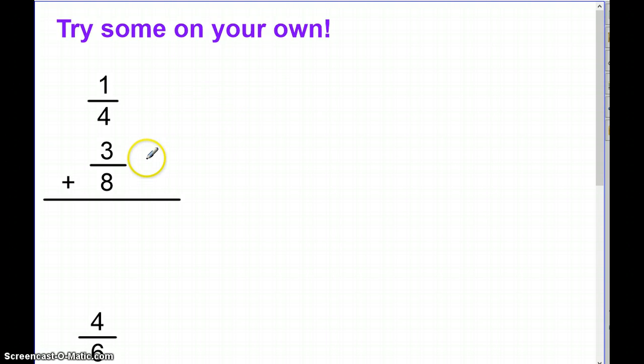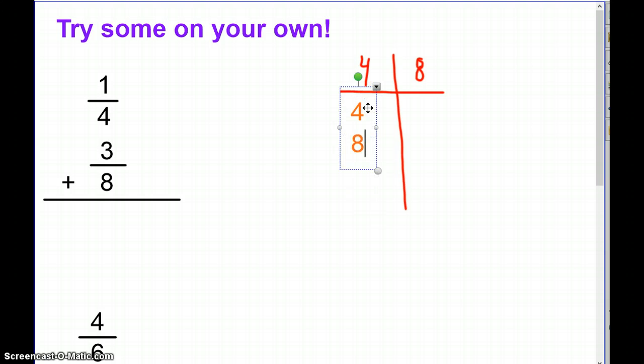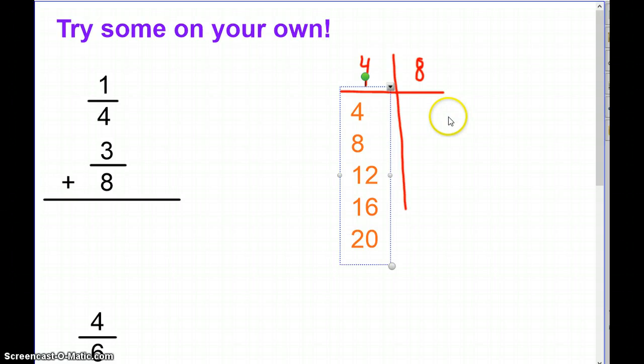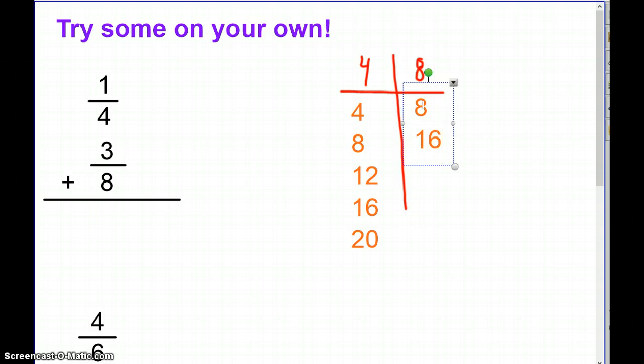Okay, so let's go ahead and try some on our own. I want you to write these down and work through them with me. So again, we're looking at the denominators. We see that they don't match. So our first step is to find the LCM. So I'm going to make my T-chart. I've got 4, I've got 8, okay, and I'm going to list the multiples of both. So I'm going to say 4, 8, 12, 16, 20. I'm going to stop right there. I'm going to come over here and list the multiples of 8. 8, 16, 24. Oh, let's see. I can stop.